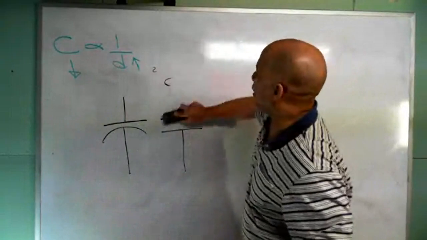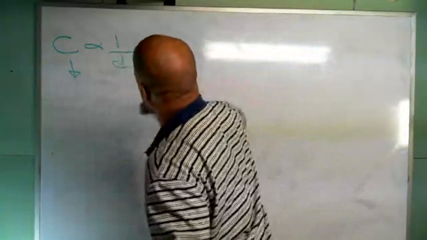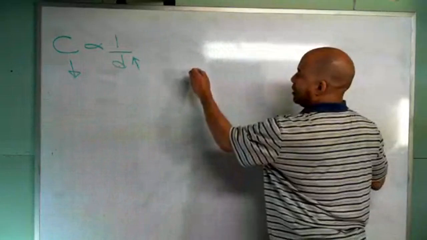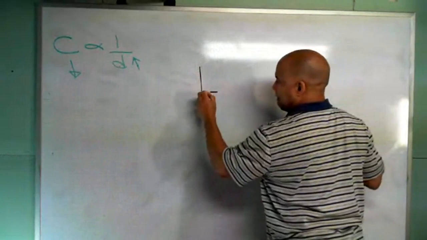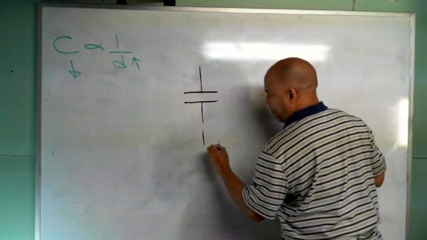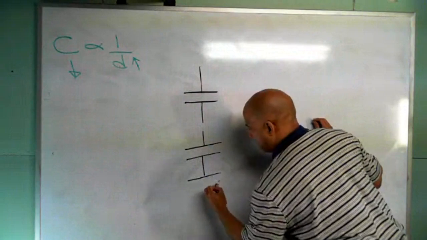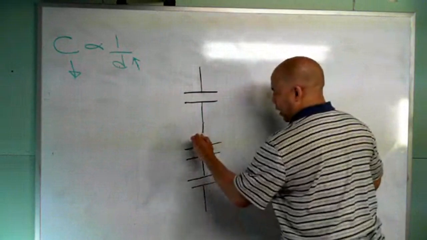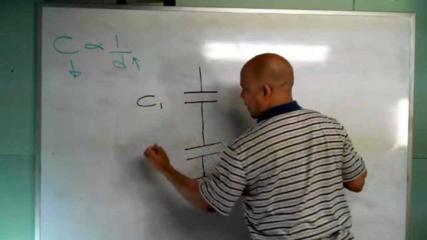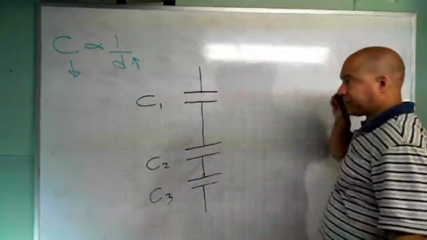So I want you to think about me having 3 capacitors in series. I'm going to hook them up in series. So I got my first one. I got my second one. And I got my third one. And I'm going to hook them up in series. So this is C1, this is C2, and this is C3.